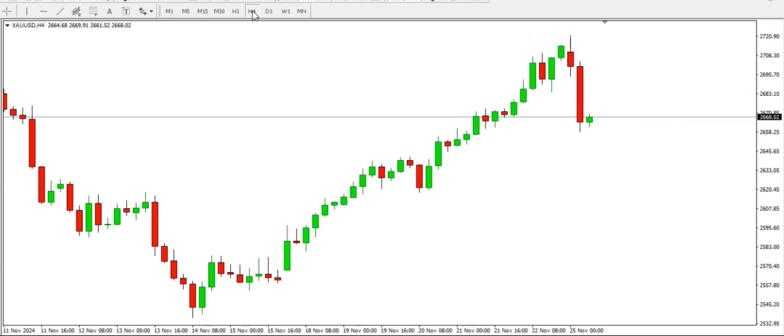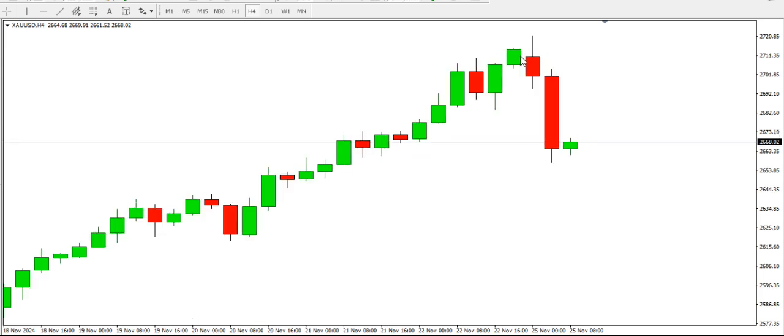On the 4-hour time frame, we can see that price has dropped. We can see more like an evening star candlestick pattern forming here. That's a reversal pattern showing that price might likely first of all pull back up a bit before dropping.